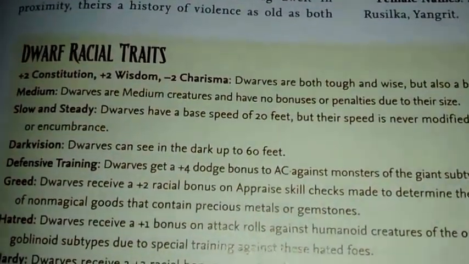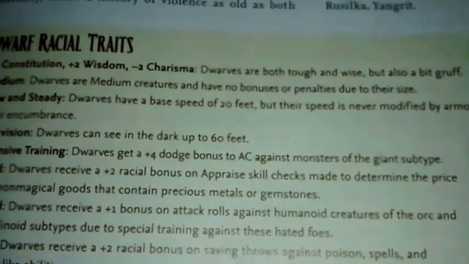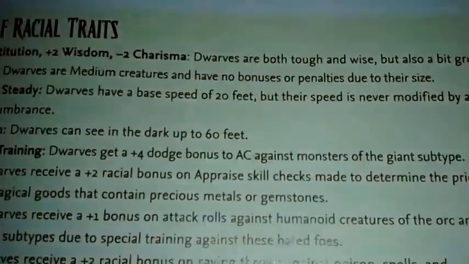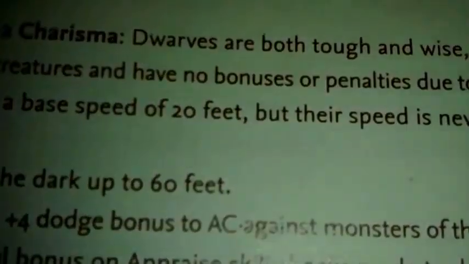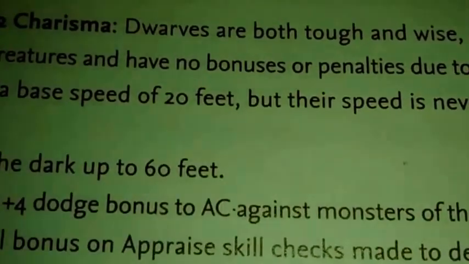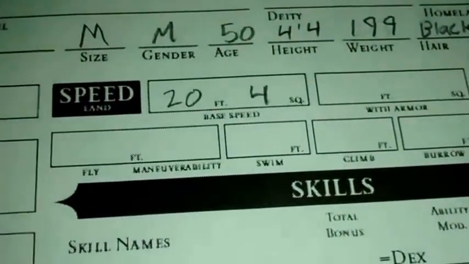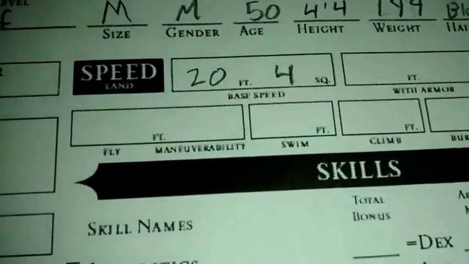Dwarves are special in their speed, in that they also have a special ability under their speed. But no matter what character, what race you pick, there's always going to be something in the text that says X number of feet. In this case, 20. So dwarves get to move 20 feet on their turn. And you want to put that under the speed category.